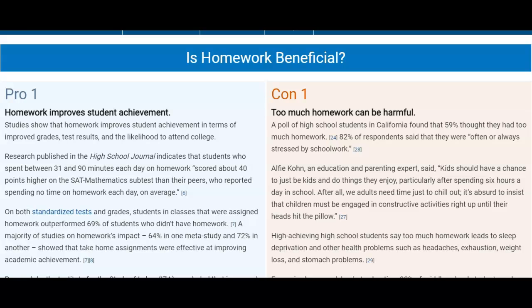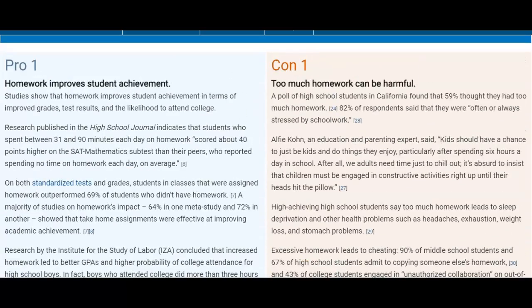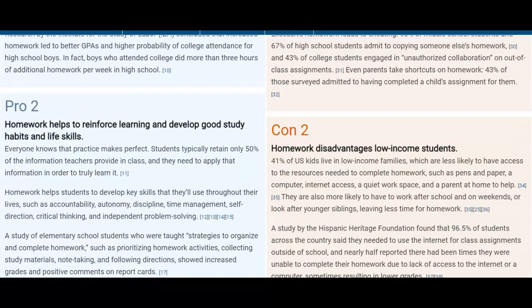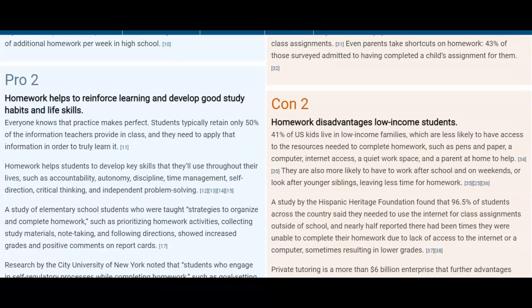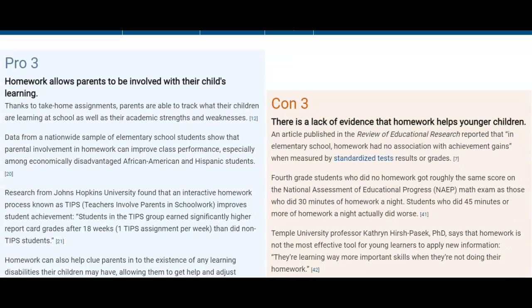Let's pretend my topic is going to be homework. I'm for it, and my claim is that teachers should provide homework. I would look over here at the pros, and here's pro 1, so that is reason number 1. Homework improves student achievement. Another reason to support homework is homework helps reinforce learning and develop good study habits and life skills. A third reason is that homework allows parents to be involved with their child's learning. These are all strong reasons to support homework.